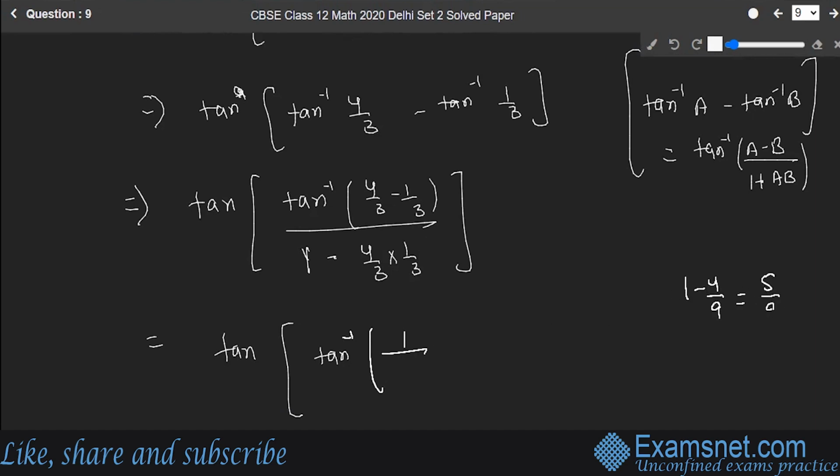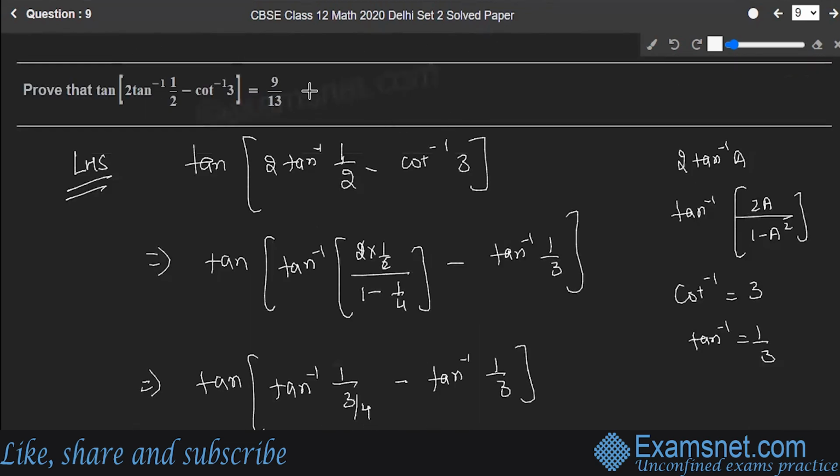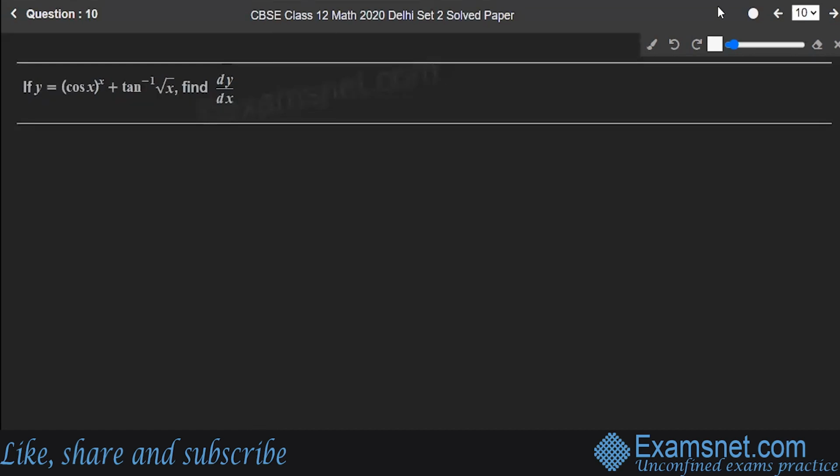which is equal to 5 upon, sorry, here it is plus, not minus. So this will be 13 upon 9. This gives you tan of tan inverse 9 upon 13, which gives you 9 upon 13 as your answer. And this is what we had to prove. Hence proved. Hope you got that. Let's move to the next question.